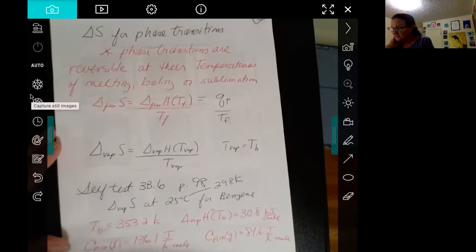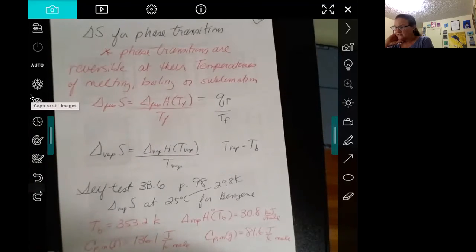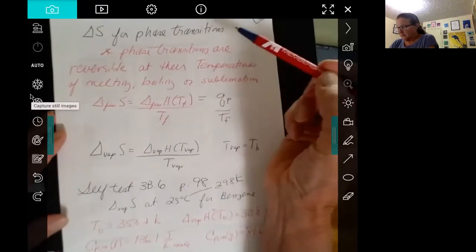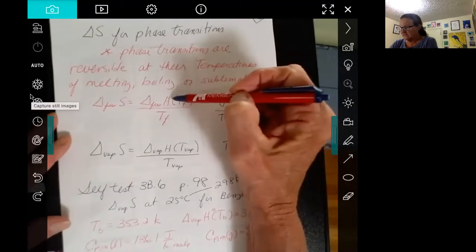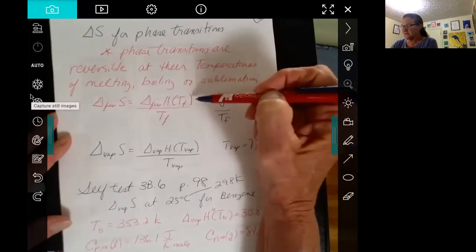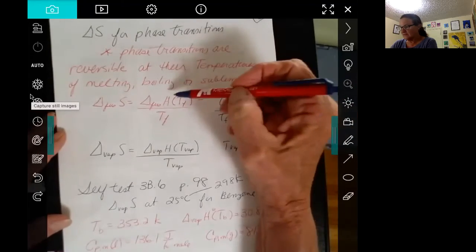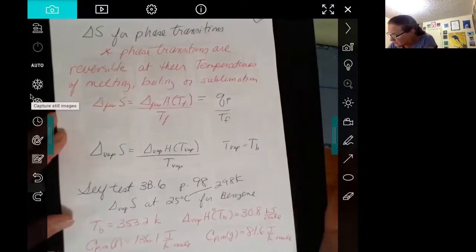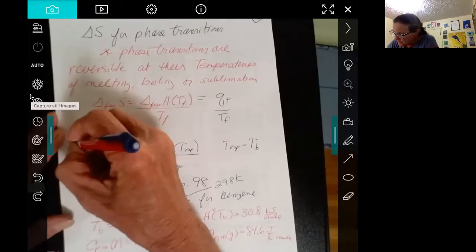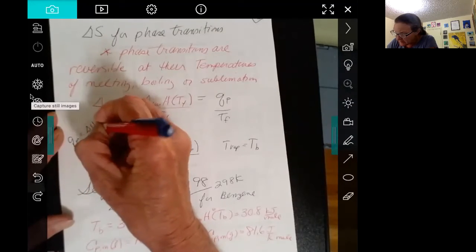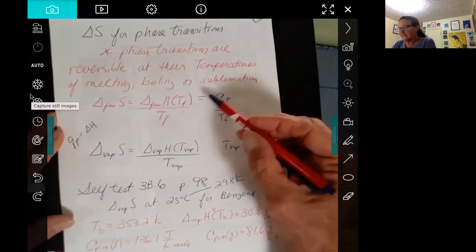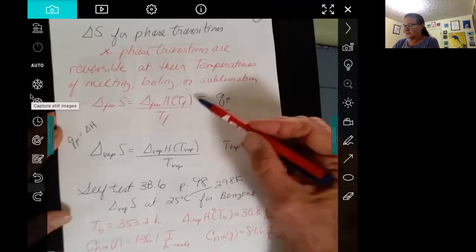So if you have a phase transition, they're reversible at the temperature at which you say it's melting, boiling, or sublimation. That means it's actually an equilibrium process. But if they're reversible, then delta H is QP. So if it's a constant pressure process, QP equals delta H at the temperature at which it boils or melts.